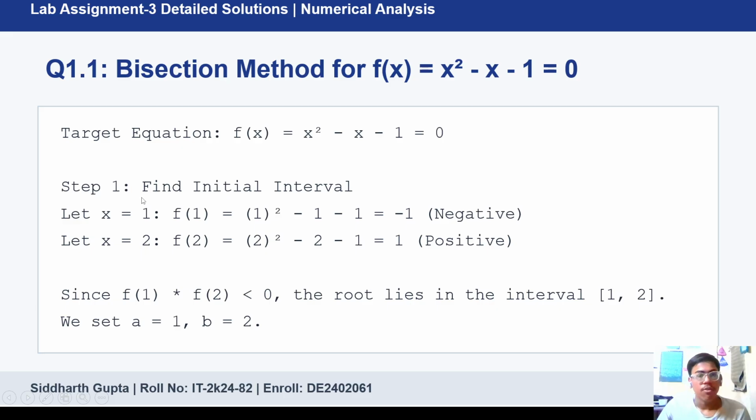First, we will take two guess values and find the value of the function at these values. The value of the function is coming -1 and 1, and as fa into fb is negative in this case, we could say that the root will lie between these two guessed points.